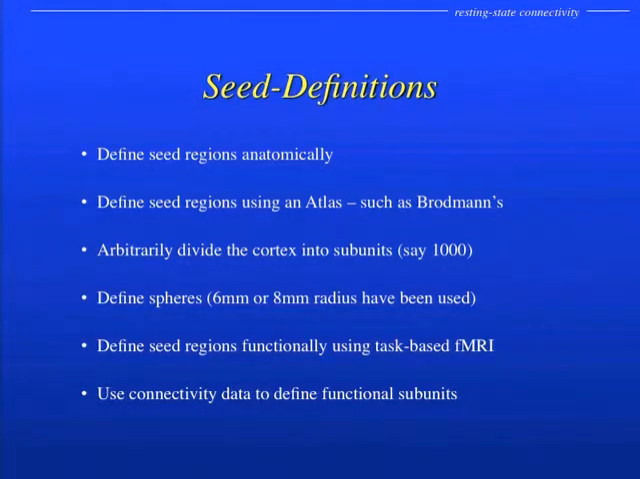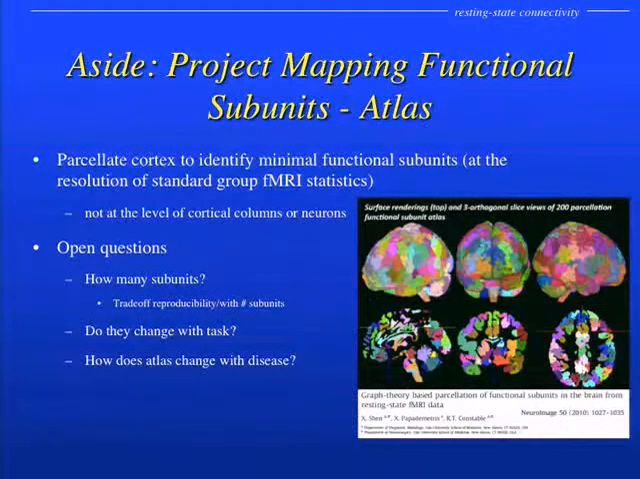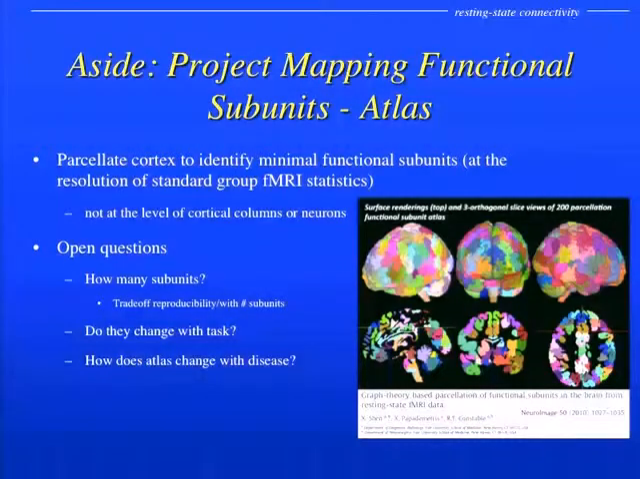Or one of the projects we've been doing, and I know some work has been done here as well, you can define these functional subunits using the connectivity data itself. So you can use the connectivity data to try to parcellate the cortex and find regions that have similar time courses. And so you can kind of grow a region around a time course and say, let's include everything that has a similar time course, and that'll be one functional subunit. And so we actually have a project at Yale where we're working on this problem, trying to parcellate the cortex into these sort of minimal functional subunits at the resolution of standard group fMRI statistics.